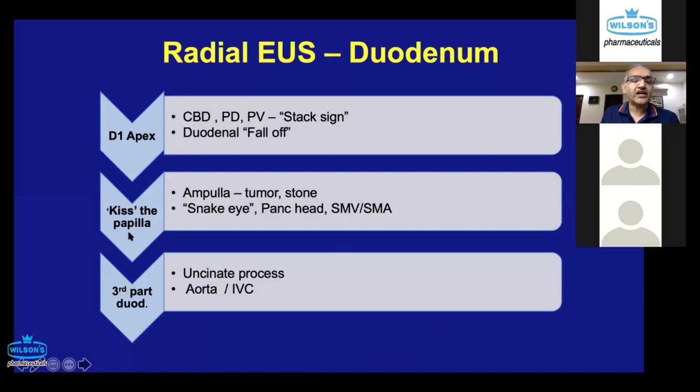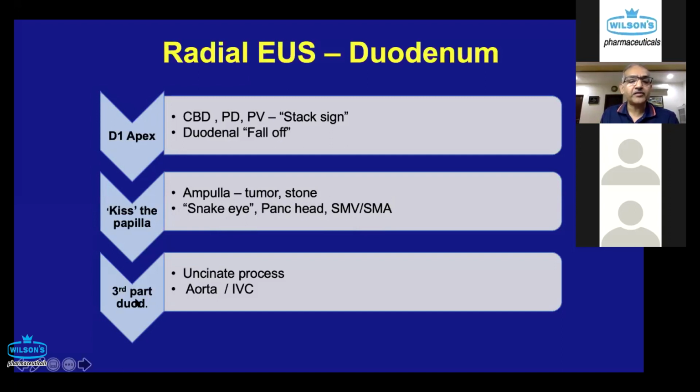And then as we go a little down, we come nearer to the papilla. So we see the ampullary stones and tumors. It's called a snake eye appearance because sometimes you see just the tip of the PD and the CBD. Along with that, we also see a large part of the pancreatic head, along with superior mesenteric vein and artery, a very important landmark from the point of view of staging any pancreatic head tumors.